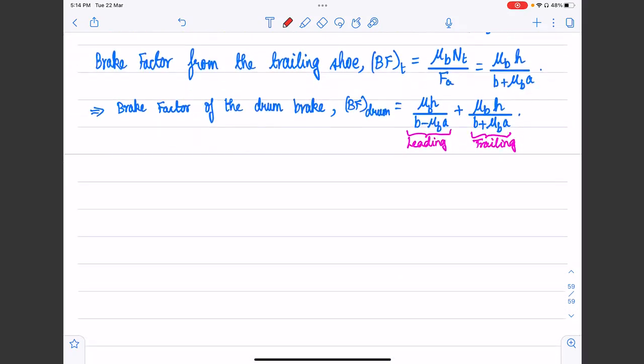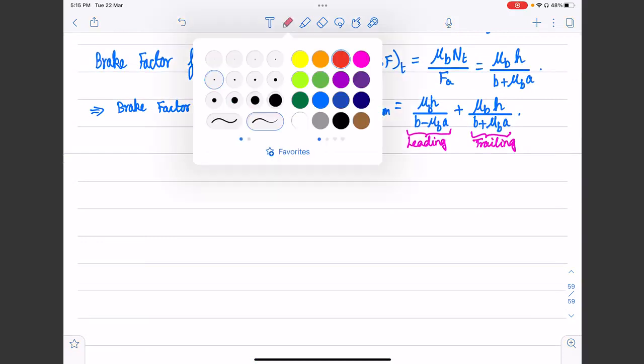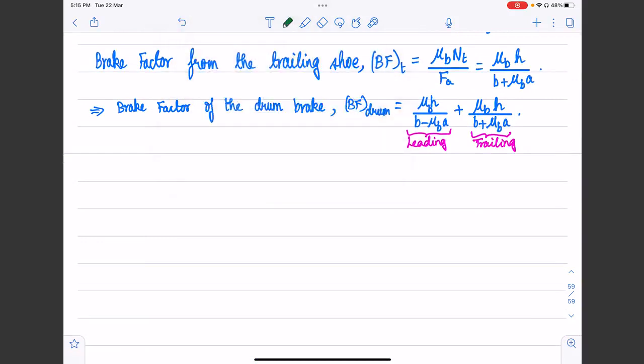Okay, but the important thing which we will be using is that we can notice that the brake factor of the drum brake is a non-linear function of the brake lining friction coefficient. So that is an important concept which we are going to utilize. Okay, so now having looked at drum brakes, any question on drum brakes before we go to disc brakes?